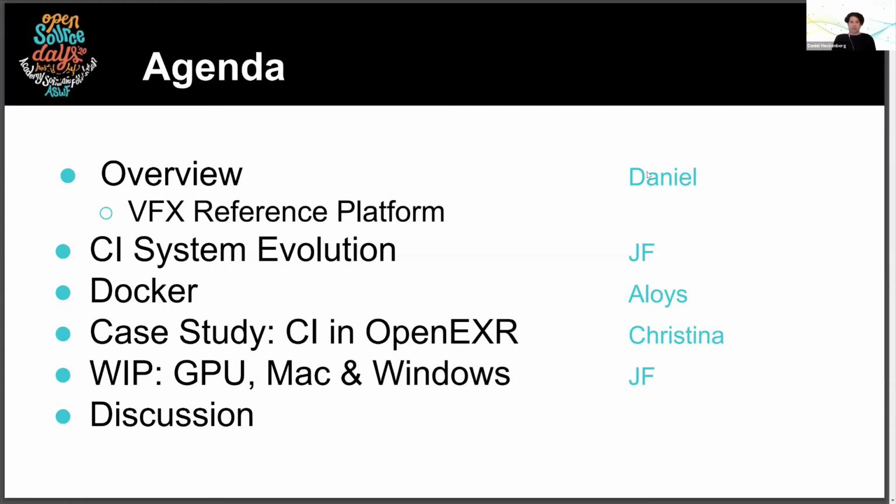Christina will be giving us a case study example of how the CI system is being used for one of our projects, OpenEXR, and then we'll be going back to JF to discuss some of the active challenges that we're working on within the working group, and that is definitely a hook for involvement from any of you or others that you may know who have interest or expertise in these challenging areas. And lastly, of course, we'll have some time for discussion.